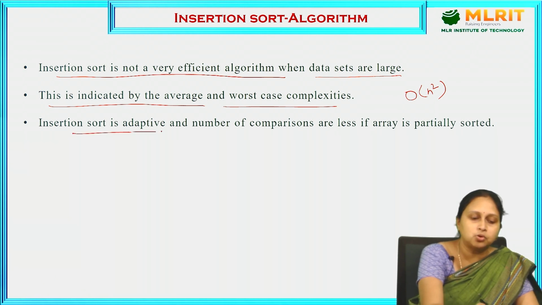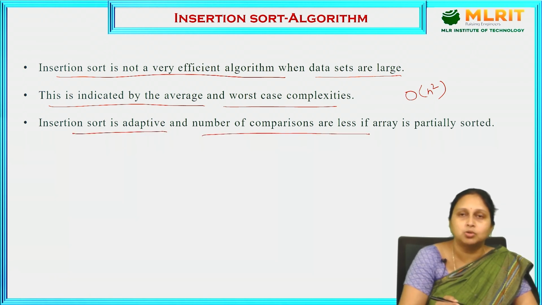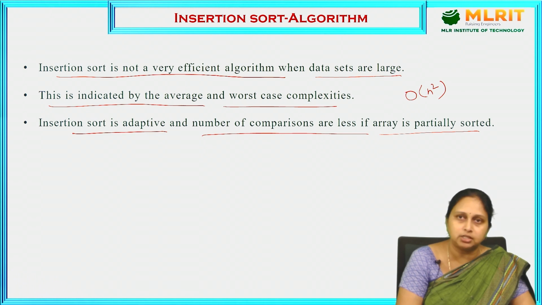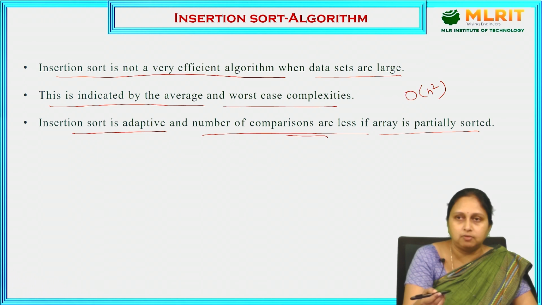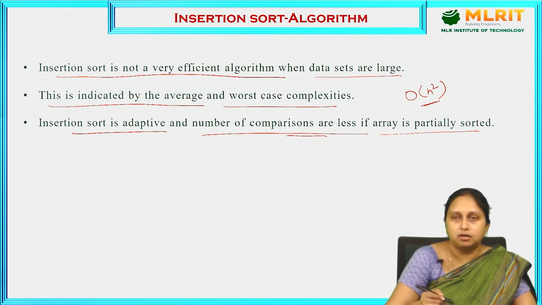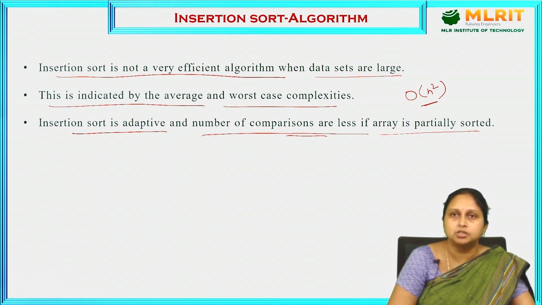And insertion sort is adaptive and the number of comparisons is less if the array is partially sorted. Whatever array you take, if it is already partially sorted, then the number of comparisons will be reduced. It will be less, right? Otherwise, it will be taking a lot of time. That means it will be based on the number of loops. We are going to have 2 loops. Because of that, it will be taking n into n, the number of times the loops have to be repeated to sort the elements in the sorted order.